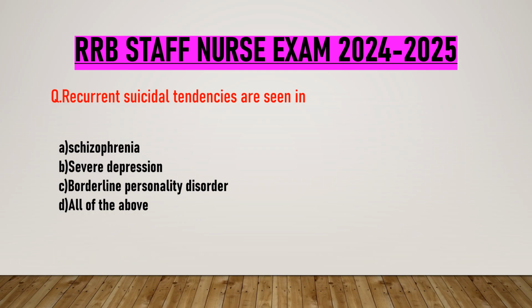Recurrent suicidal tendencies are seen in? Options are schizophrenia, severe depression, borderline personality disorder, all of the above. So the answer is option D, all of the above.